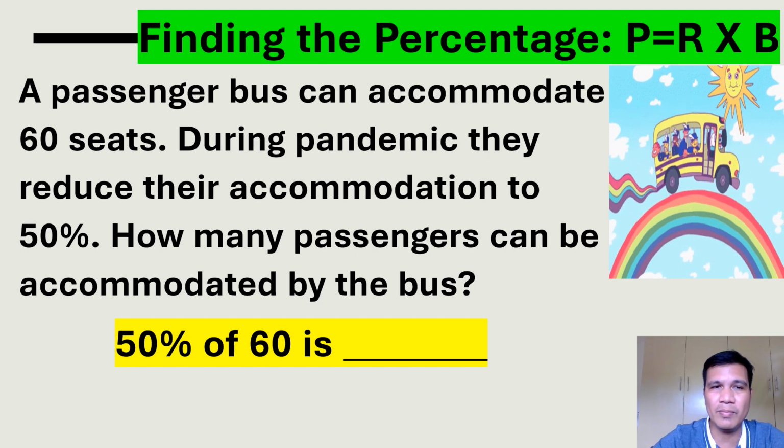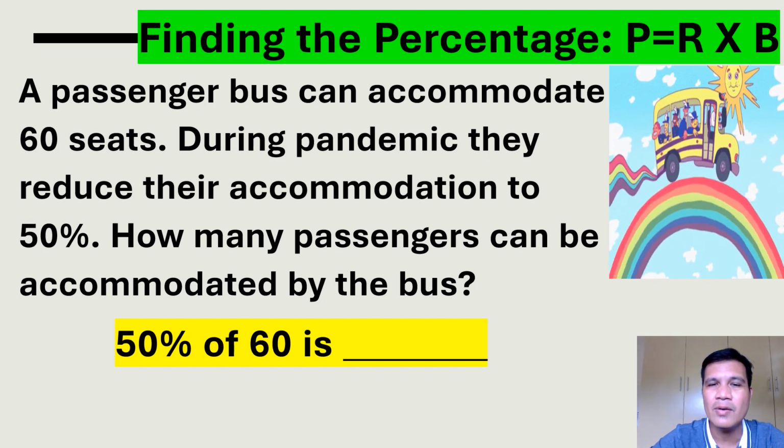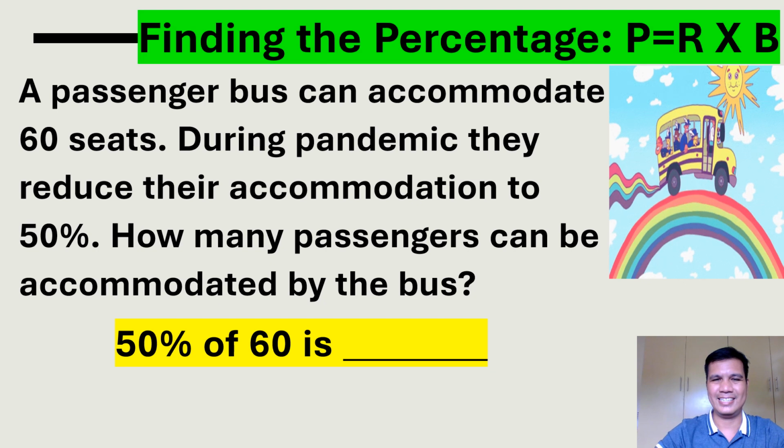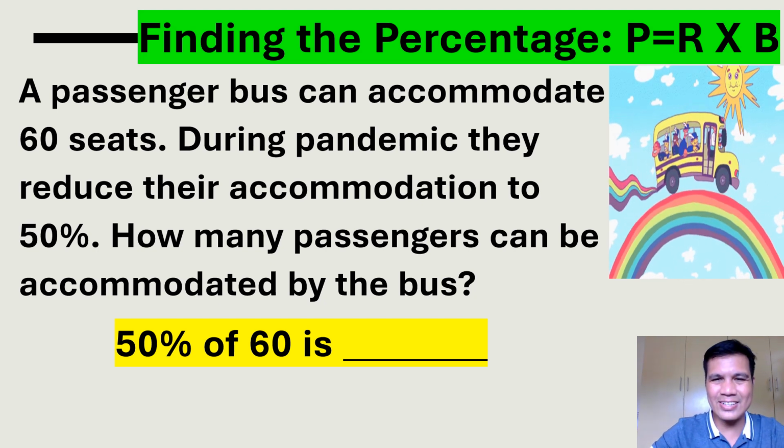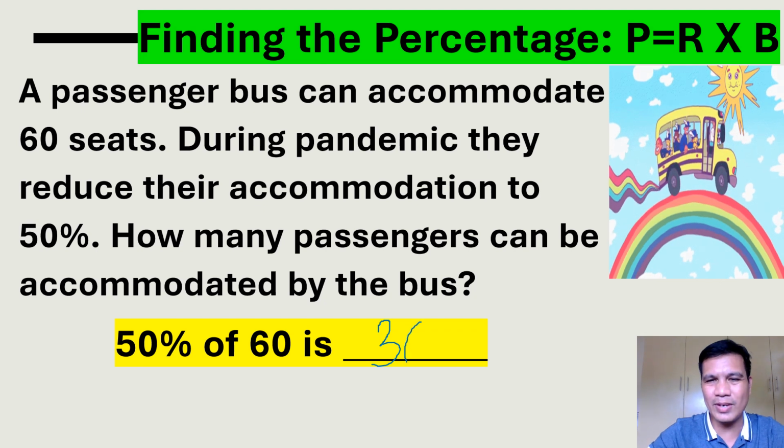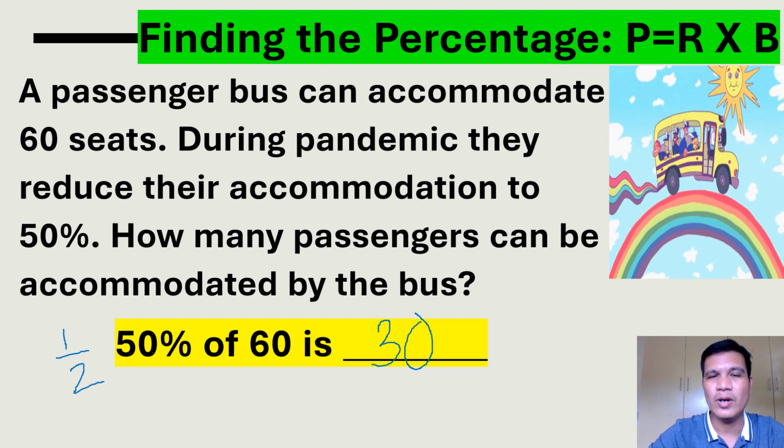How about this problem? A passenger bus can accommodate 60 seats. During the pandemic, they reduced their accommodation to 50%. How many passengers can be accommodated by the bus? Okay, so you got it correct. The answer is 30. Mental math only because 50% is 1/2. And 1/2 of 60 is 30.